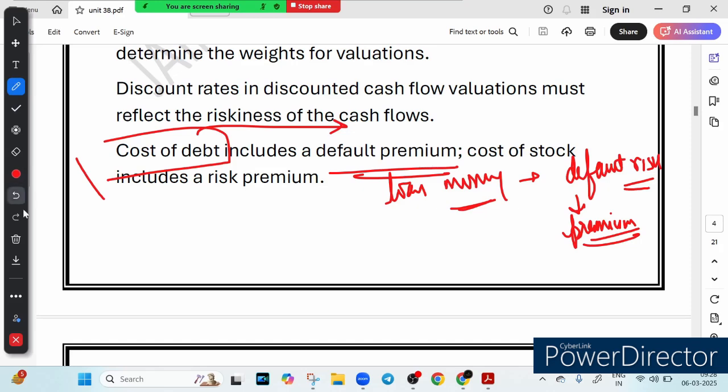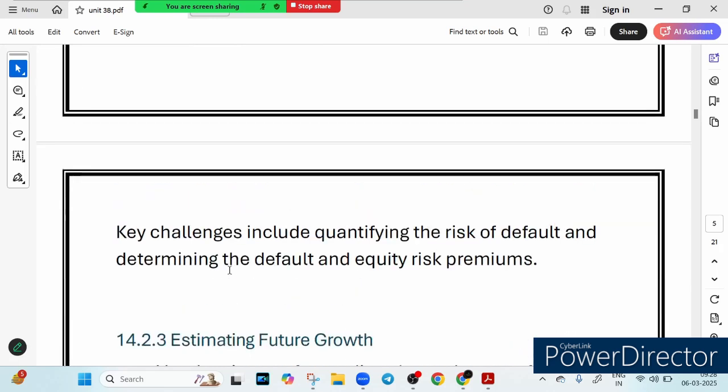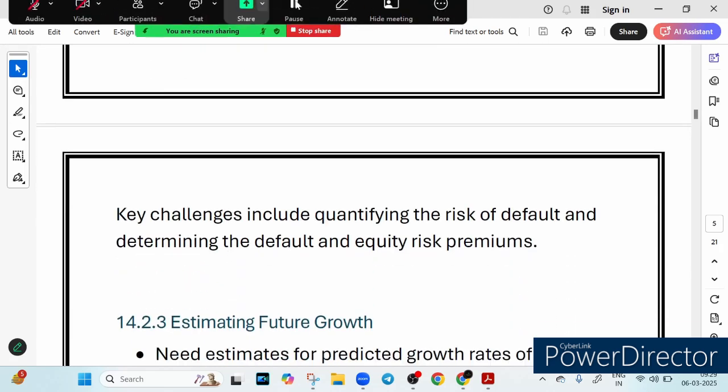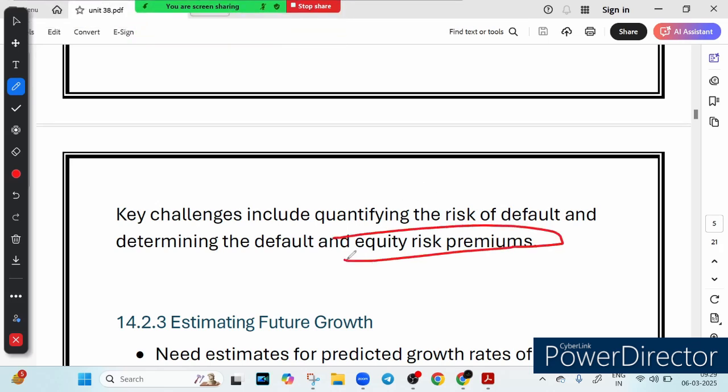And if you look at the cost of equity, investors expect a higher return if they take on higher risk, and this is called the equity risk premium. Basically, it is a reward for taking a chance on the company's success.